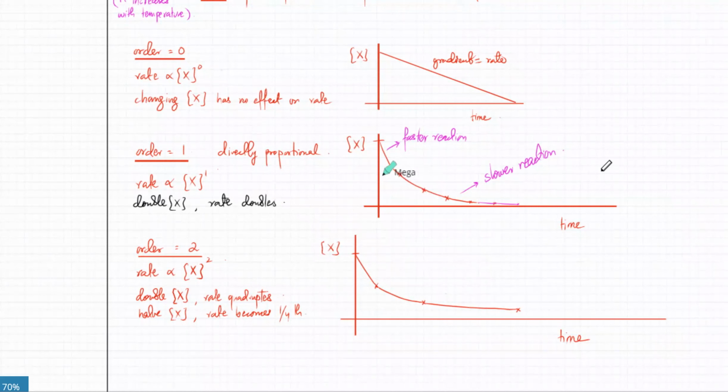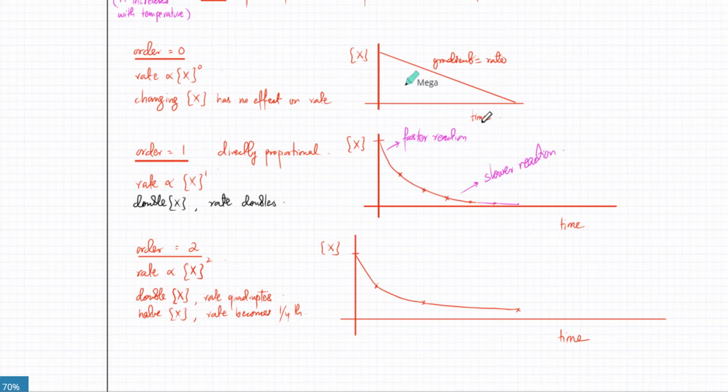So let's talk about these graphs. How do you differentiate? If you see these graphs, the first one is easy to spot. Whenever you see this graph, all you have to do is notice it's a straight line. So that's order 0, right? So if somebody sketches that one, that's order 0.